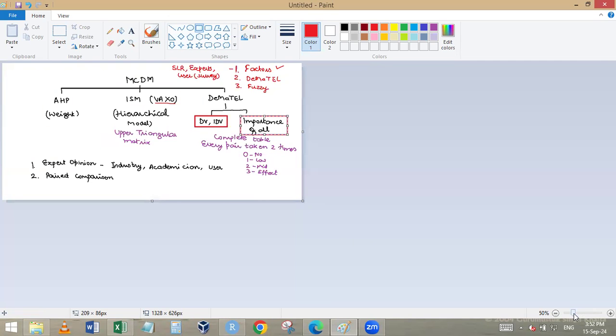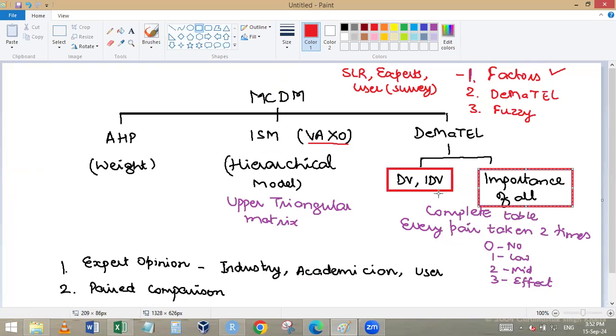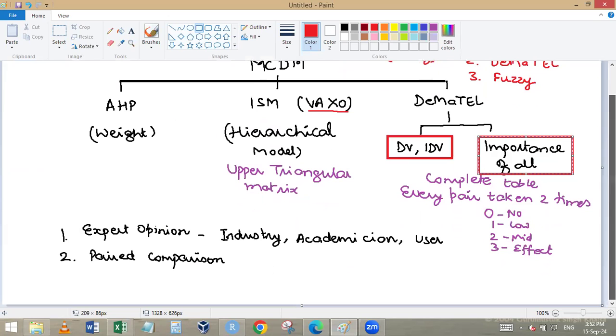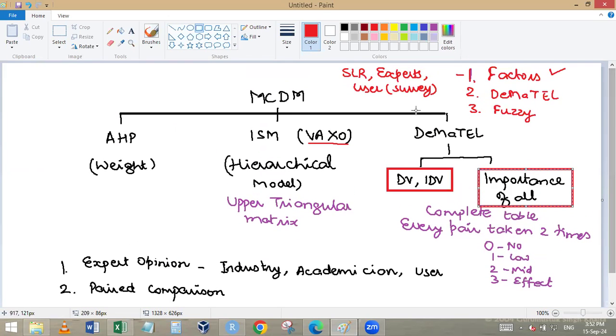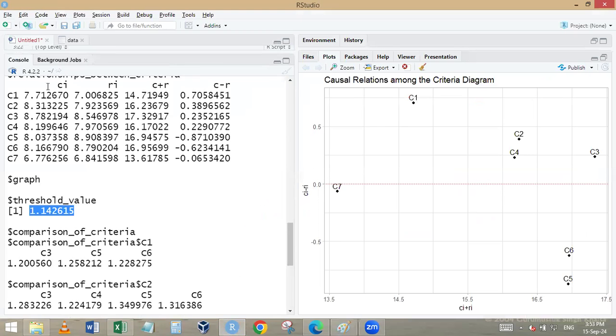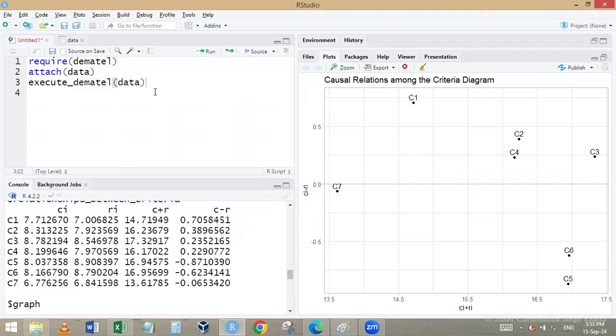This is the point we discussed. Take the expert opinion, get the pairwise comparison of the factors. How to get the factors? There are the 3 methods. First method is go for the SLR, or go to the experts, or conduct a survey for the same. It's always good to write the definition of that factor along with their example and the references so that people are on the same page. Collect the data into the tabular format 0, 1, 2, 3. Take the average, take that into the RStudio, 2-line code: require DeMaTEL, attach data, execute DeMaTEL.